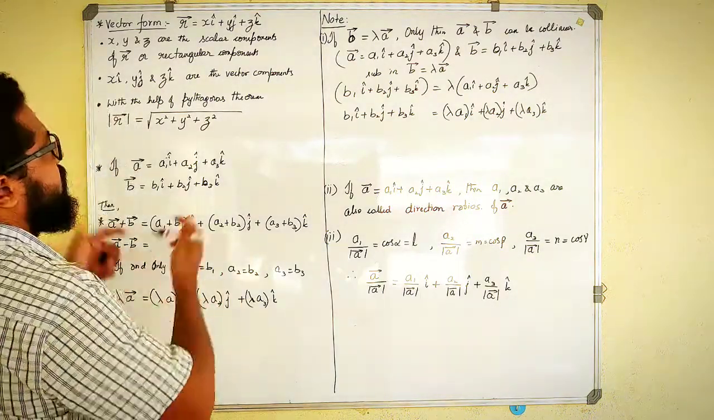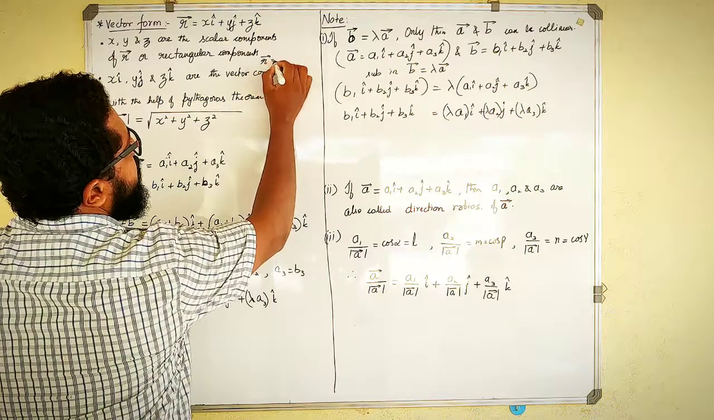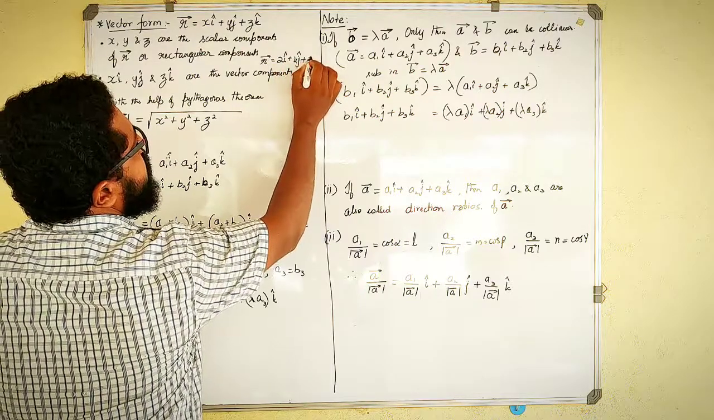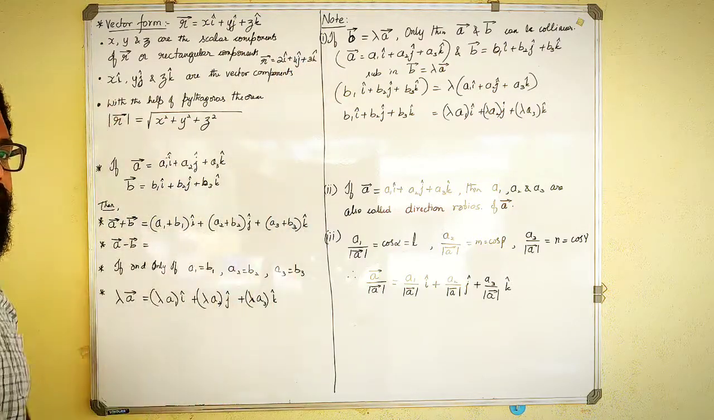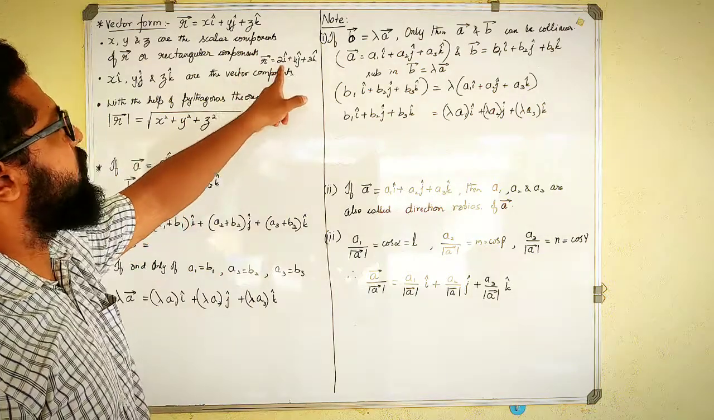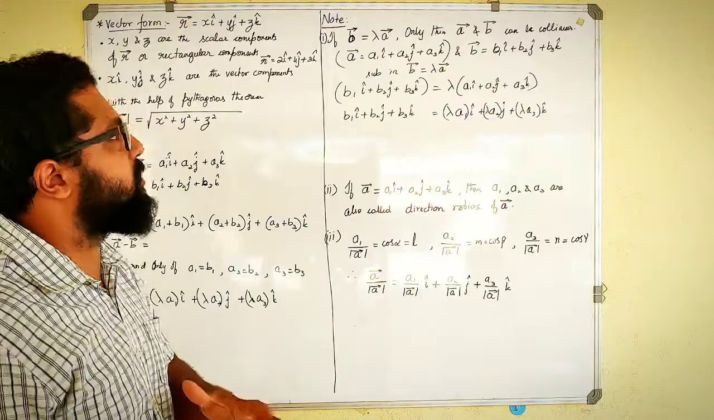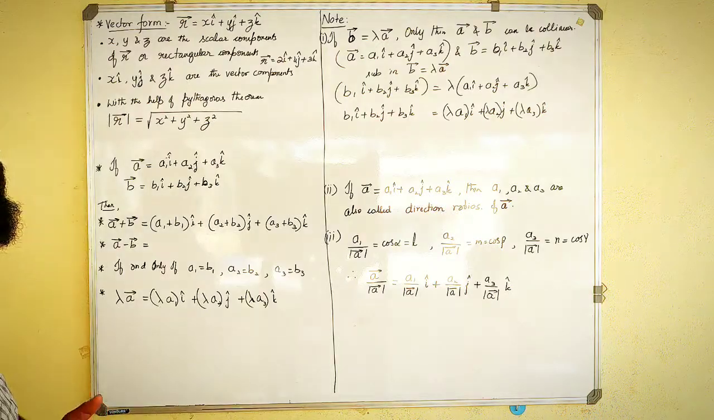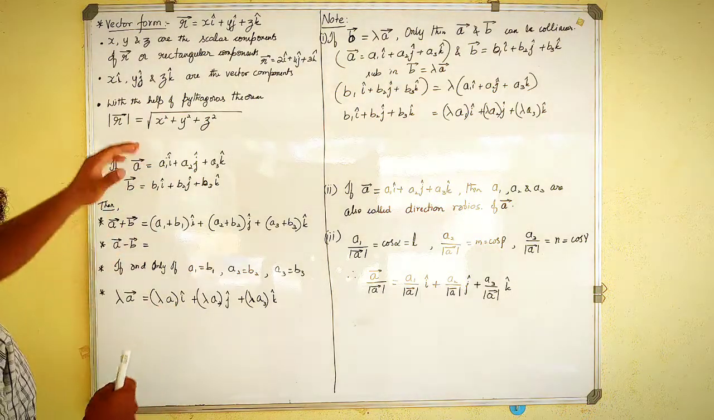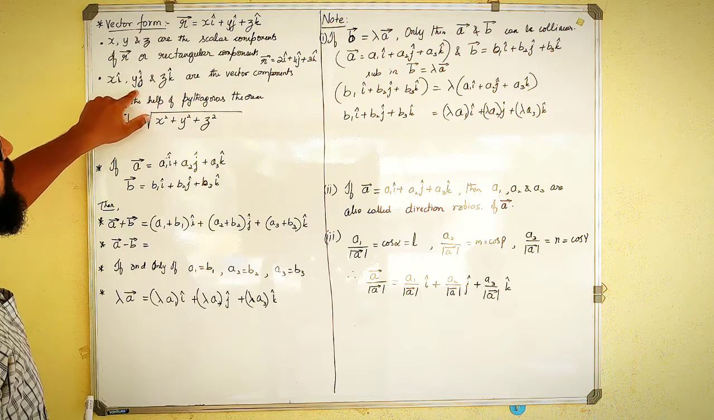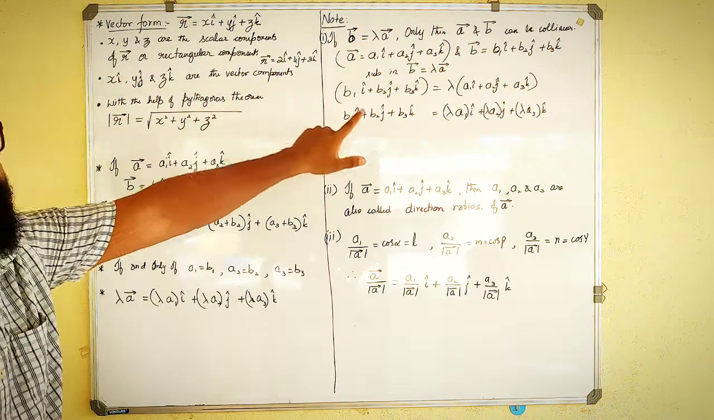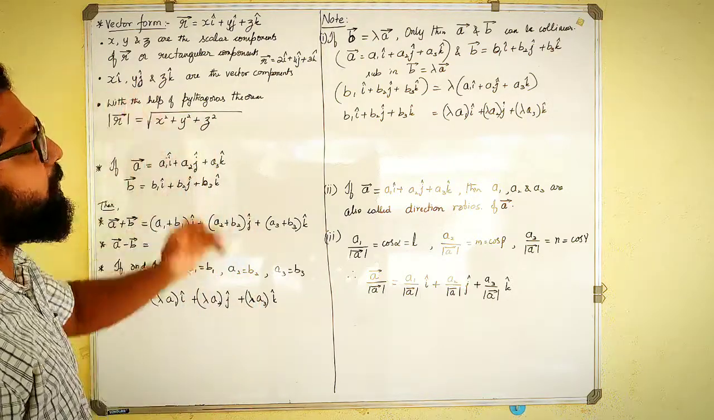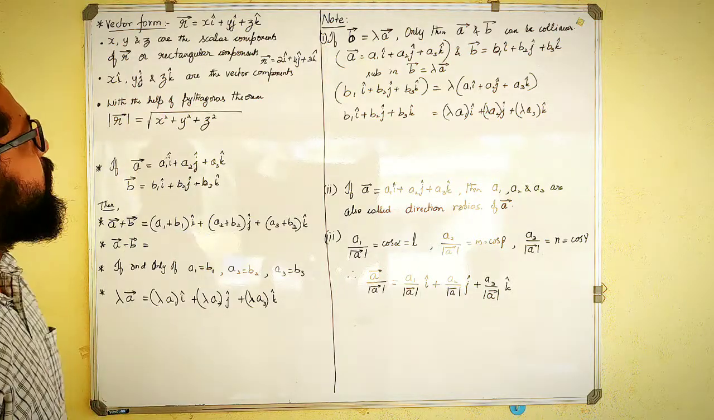For example, in some equations it will be 2i cap plus 4j cap plus 3k cap, something like this. Here 2, 4, 3 are nothing but the scalar components or the rectangular components of the given vector. Together, xi cap plus yj cap plus zk cap are the vector components, since each has a unit vector multiplied along with it.